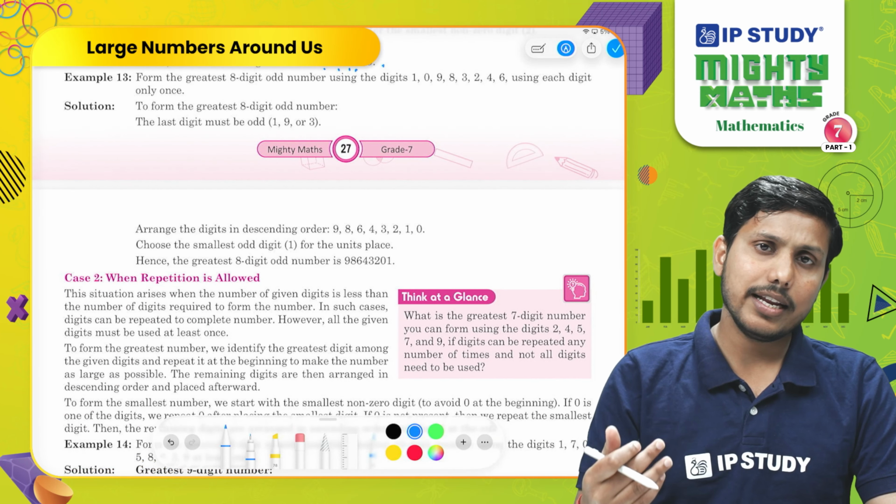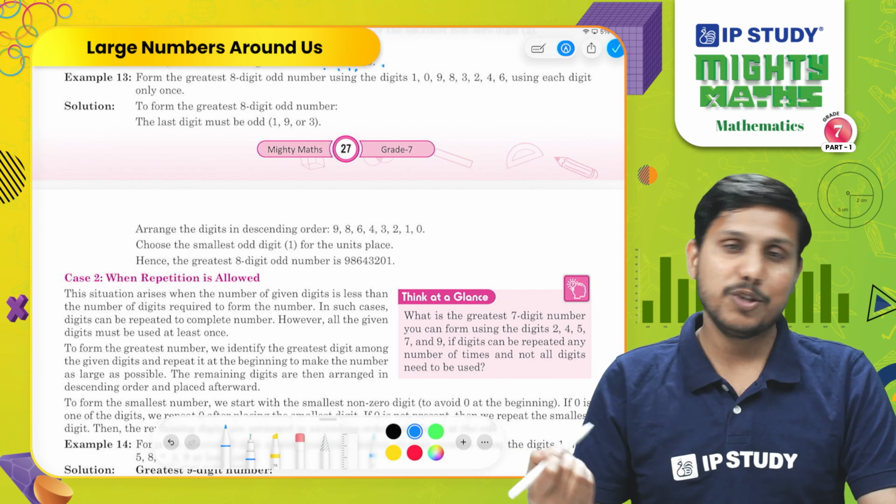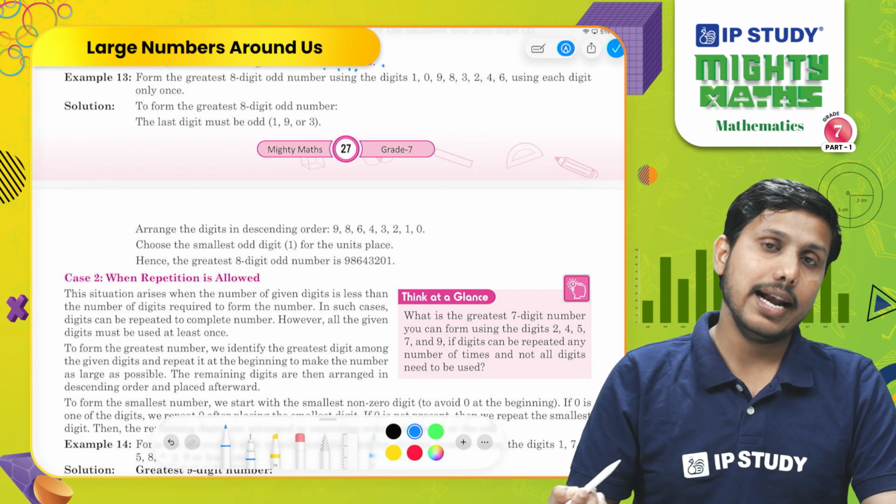Now sometimes odd and even numbers are asked to be formed using the digits. So in that case we have to check which digits can be utilized in the ones place, because that decides odd and even numbers.